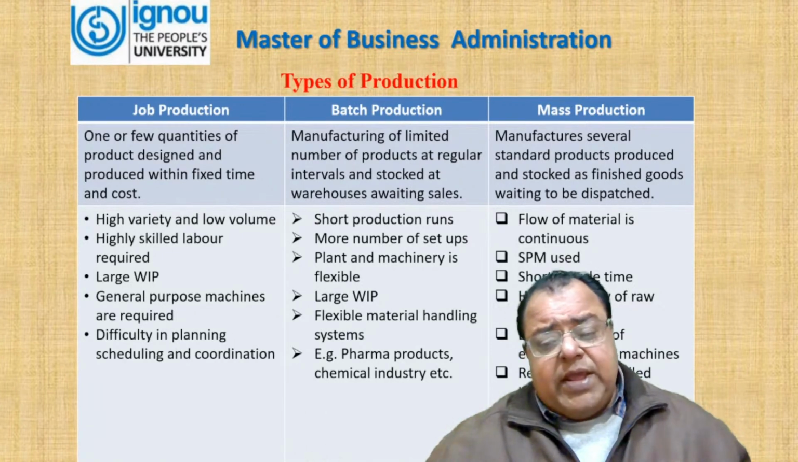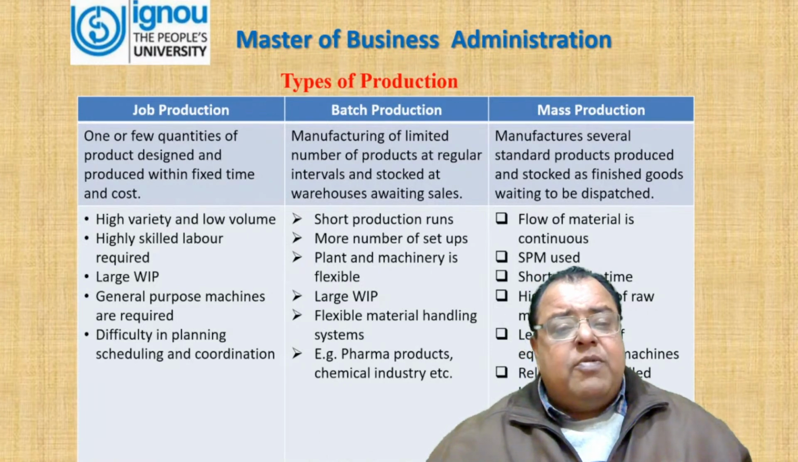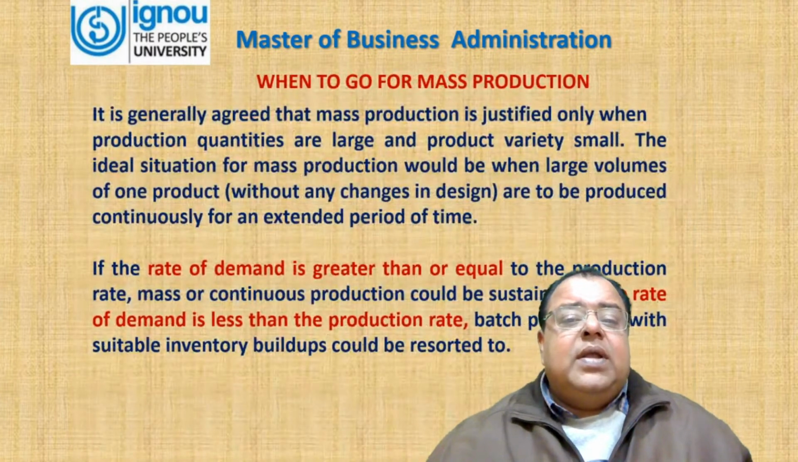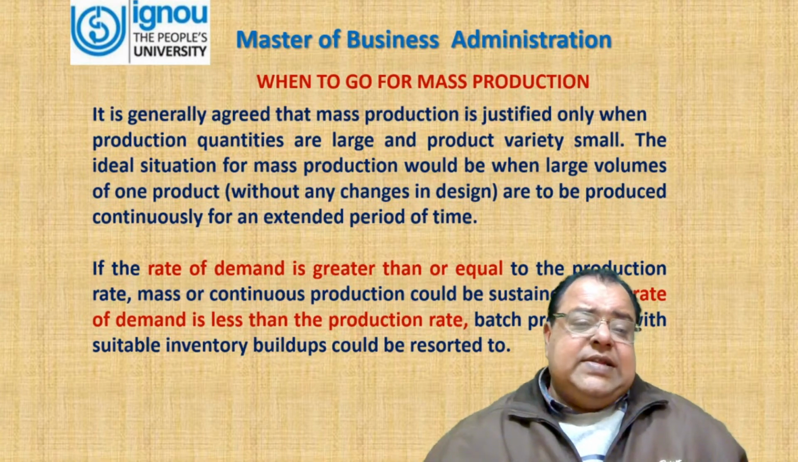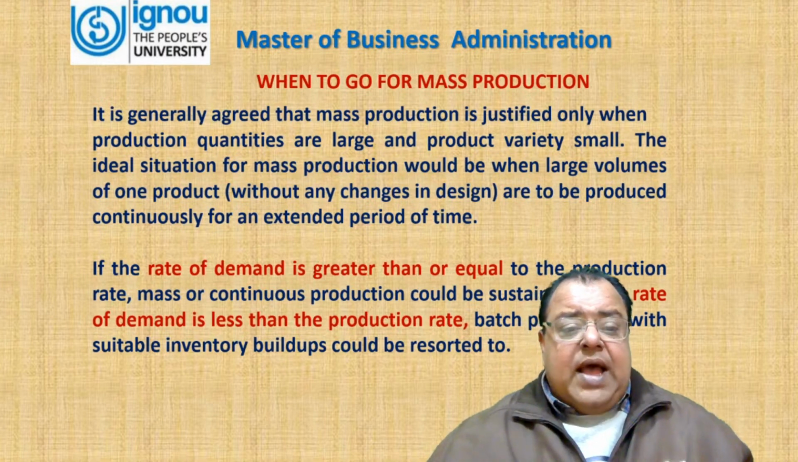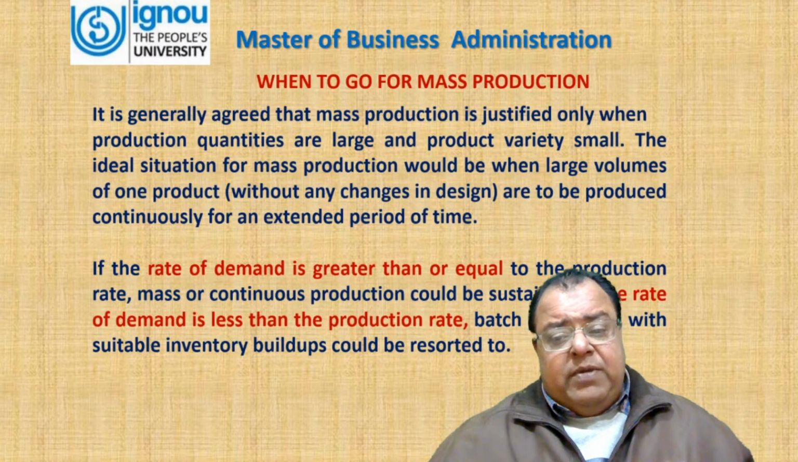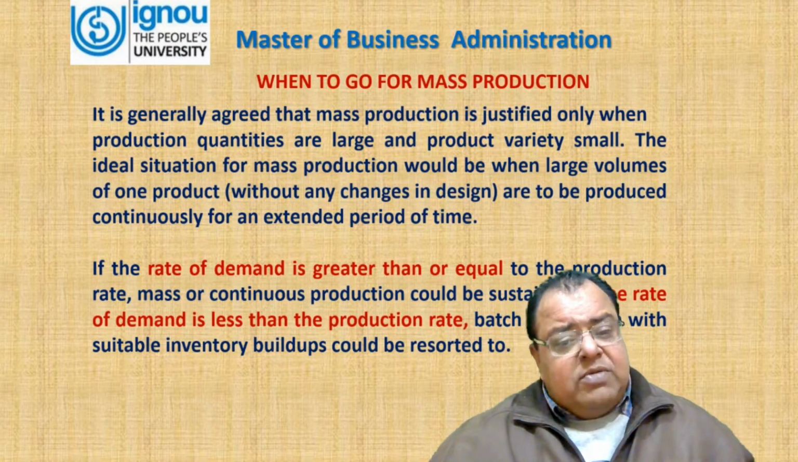In which industry is it applicable? It is applicable in industries related to plastic goods, assembly shop of automobiles. Now, when to go for mass production? It is generally agreed that mass production is justified only when production quantities are large and product variety is small. The ideal situation for mass production would be when large volumes of one product without any change in design are to be produced continuously for an extended period of time.